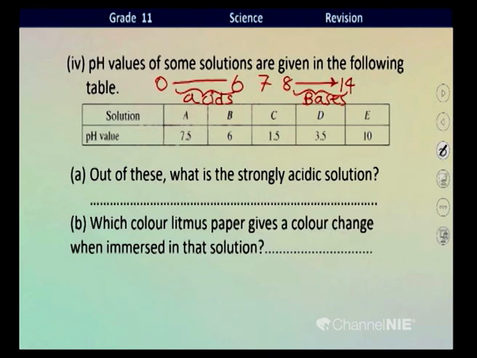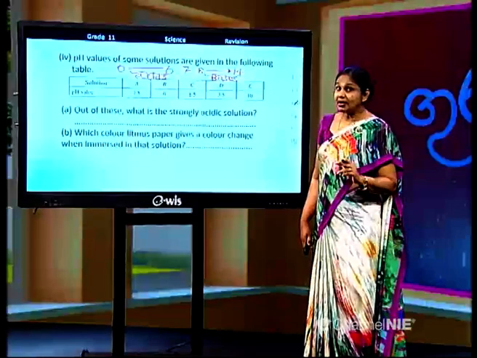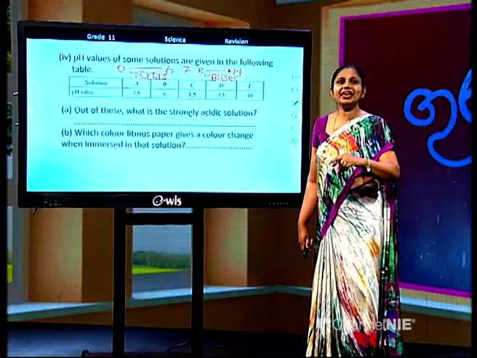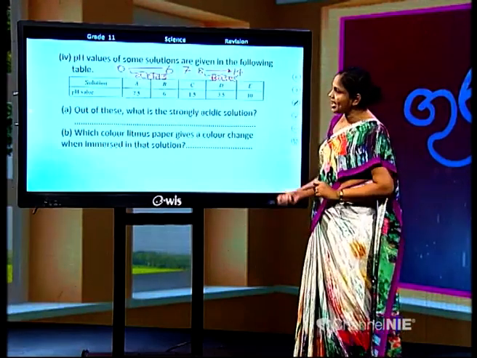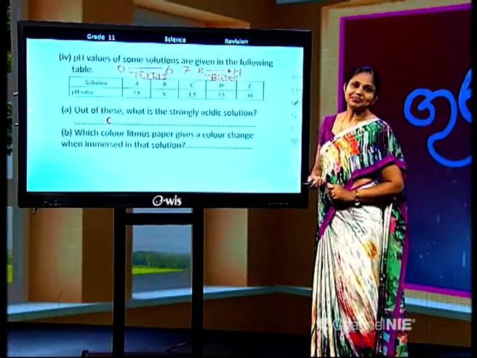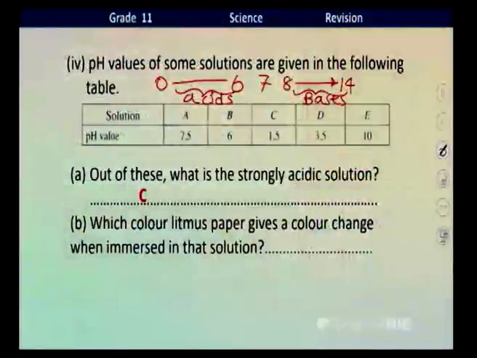Therefore, when the pH number is decreased, the strength of the acid increases. So, out of the solutions given here, what is the strongly acidic solution? The one with the least pH value must be the strong acid. Then the answer is C, the least pH value.